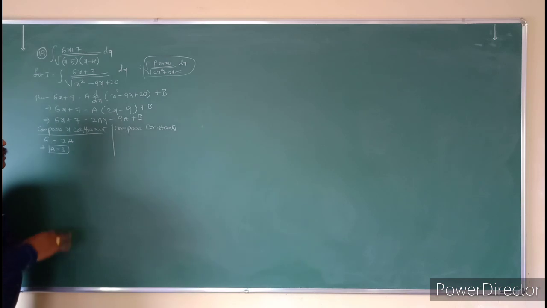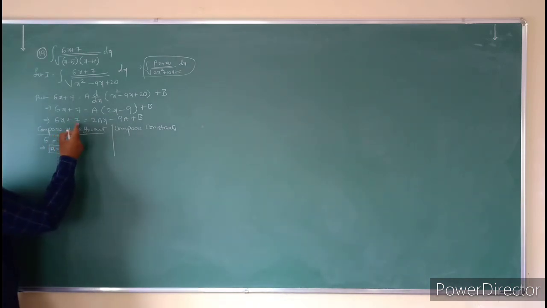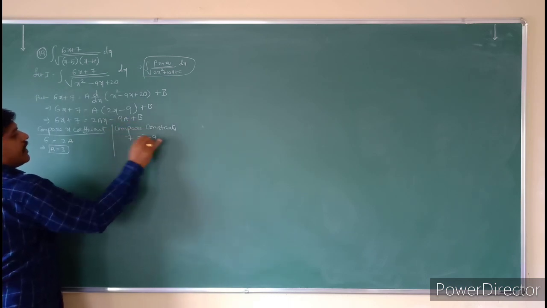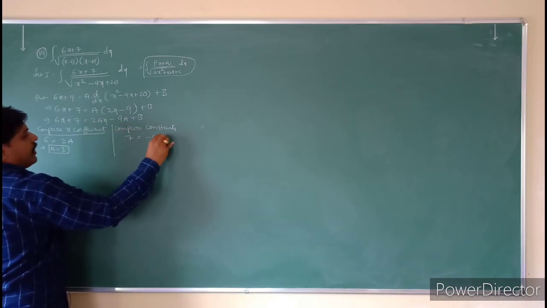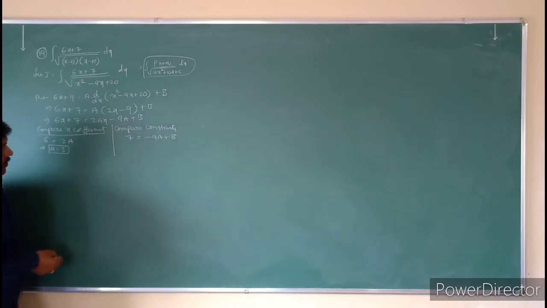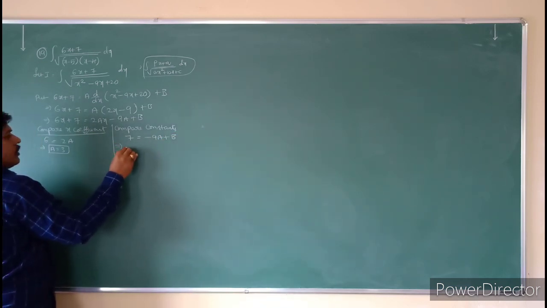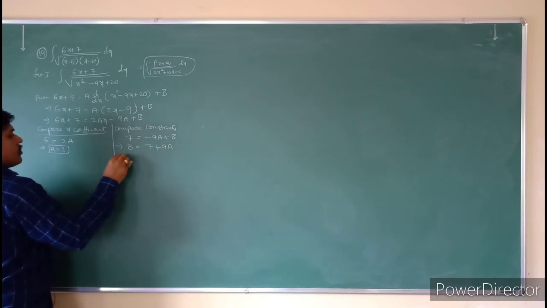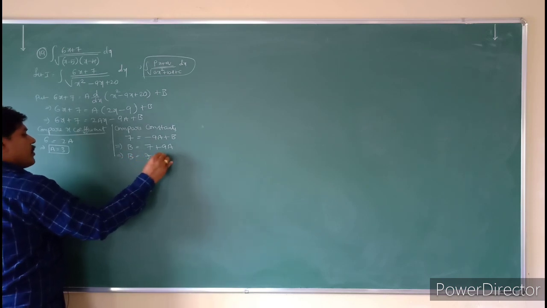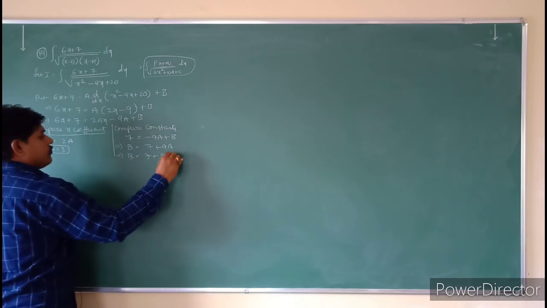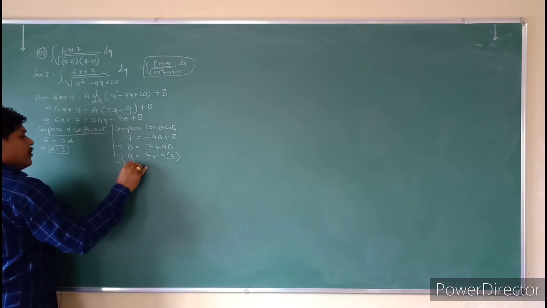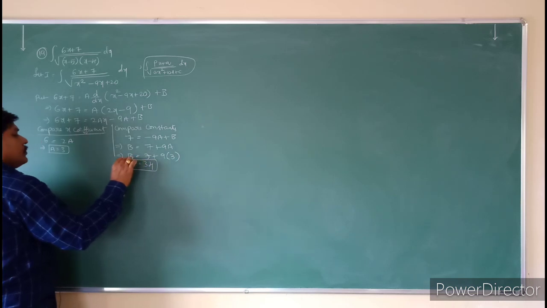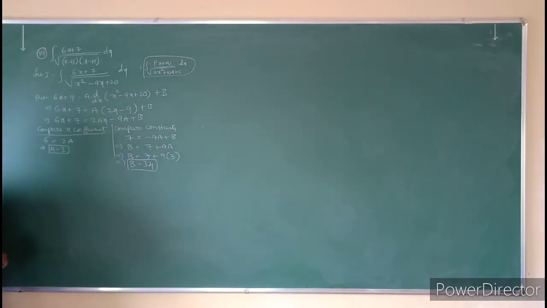So compare the constants. What are the constants here? The constant is 7, which is equal to the constant on the RHS, minus 9a plus b. So that implies b is equal to 7 plus 9a. So b is equal to 7 plus 9 into the a value, which is 3. So b is equal to 27 plus 7, that is nothing but 34. b is equal to 34.